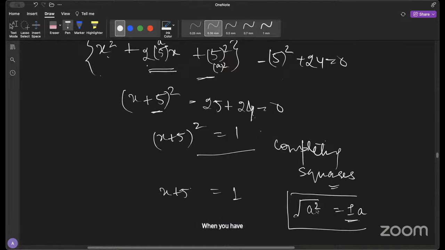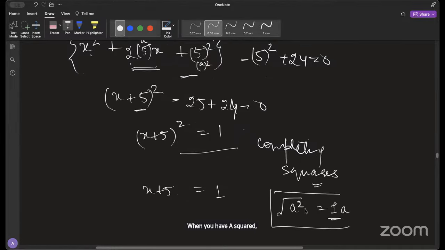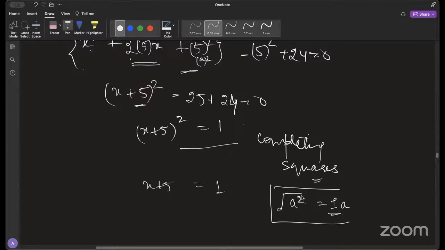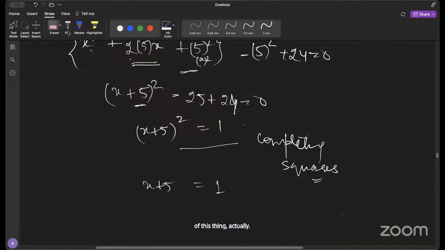When you have a squared, or wait, not this thing actually. So you have to find x plus 5 such that the square of it is 1. This is going to be plus minus 1. Or you can say if you take the square root here, you can take the plus minus 1 here first and then take it here on the other side.